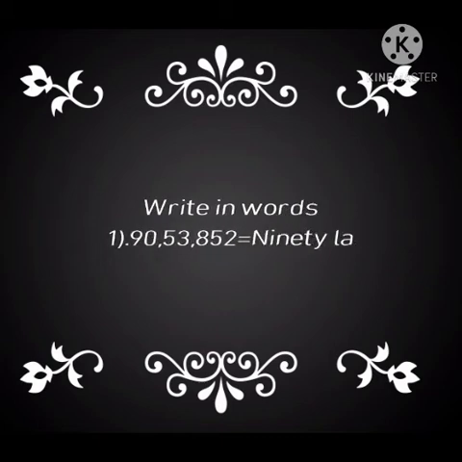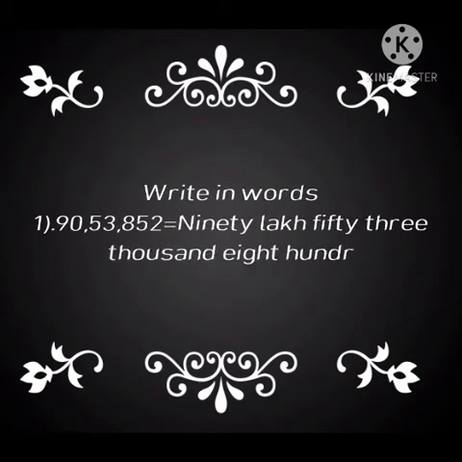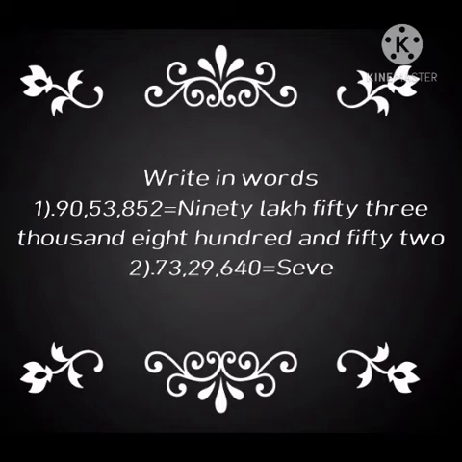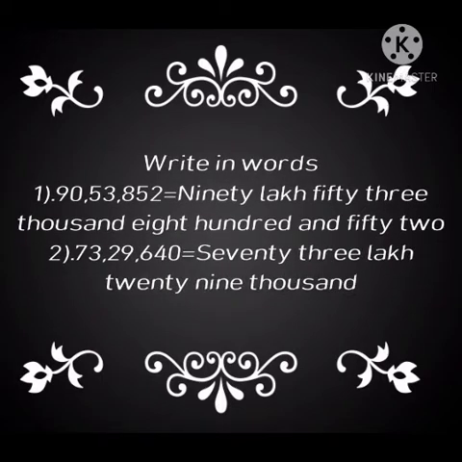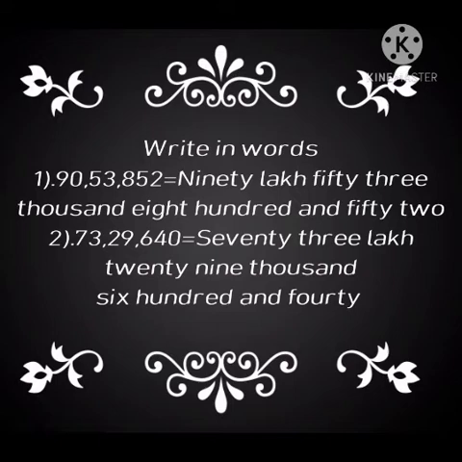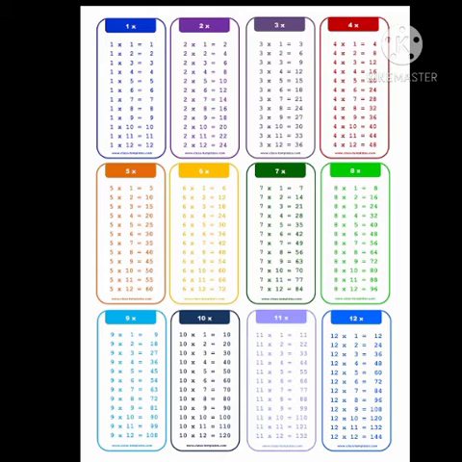Okay children? The next Roman numeral is write in words. See here the number 19 lakhs 53,852. And the second one is 73,29,640. Again we have to write this number into words. Okay children?